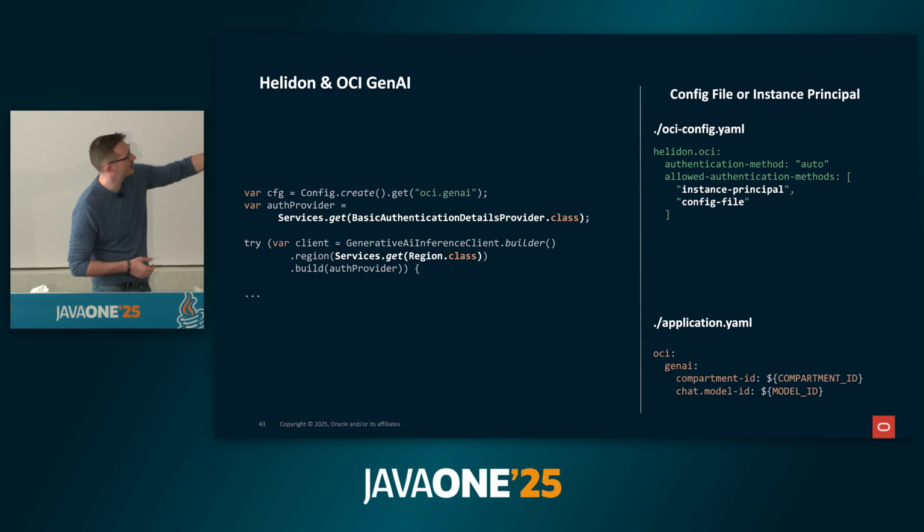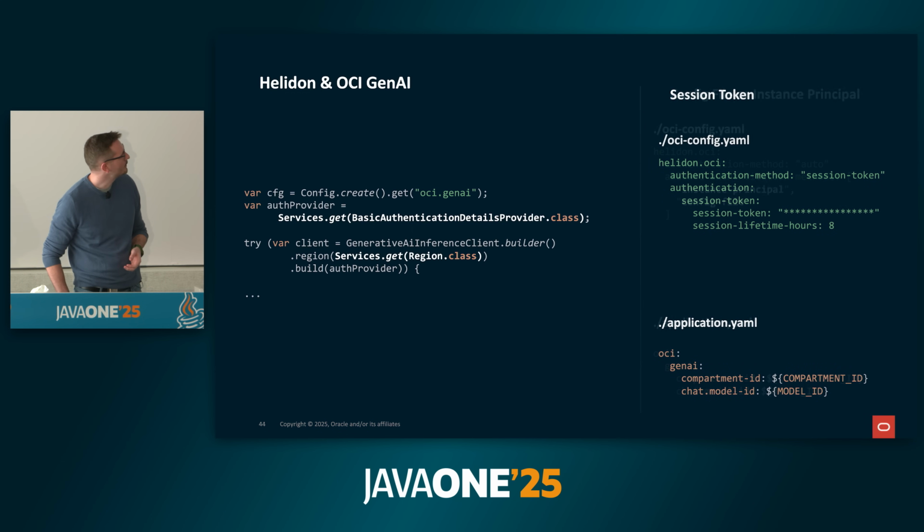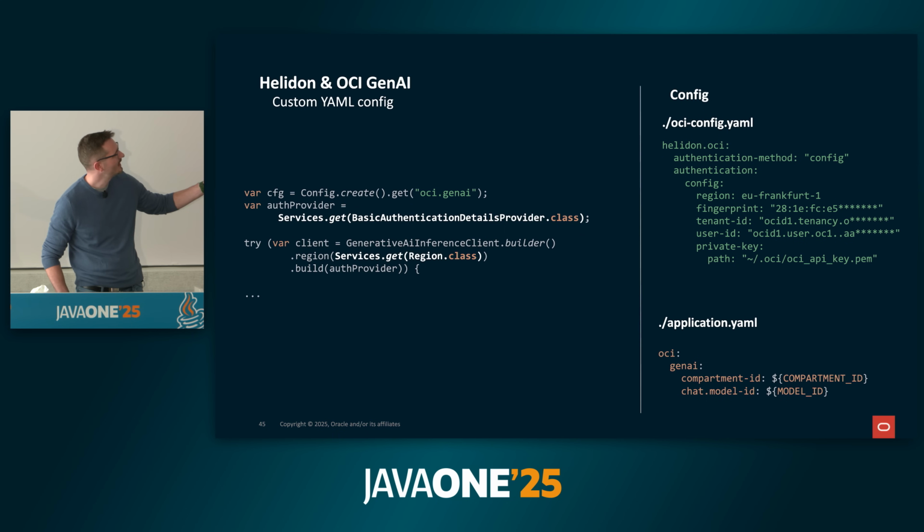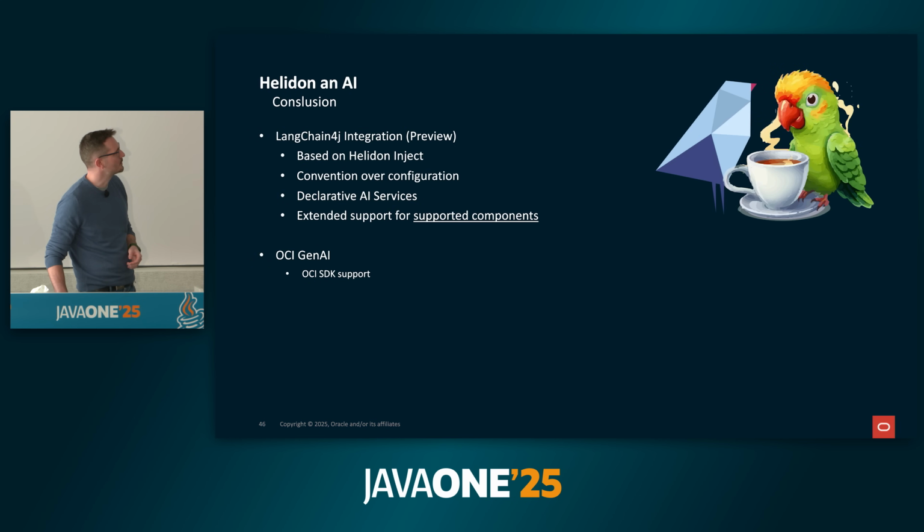So for example, here I have used an automatization method for figuring it out. If you want to use instance principal or config file, there are more of them, but you want to limit it so it doesn't take too much time. And you don't have to have any if statements. You can use the session tokens. You can put the configuration directly into your config file, and we will provide it. Again, your business code doesn't change. This is the message I wanted to give you.